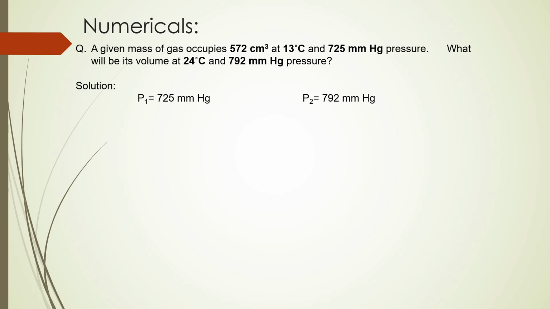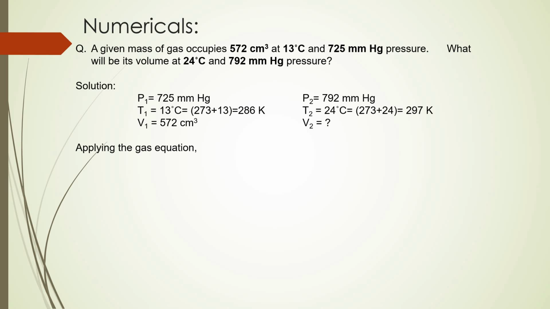Now first write the given quantities. P1 is 725 millimeter mercury, P2 is 792 millimeter of mercury. T1 is 13 degrees Celsius, and we always use the absolute scale, so we have to convert this Celsius temperature into the Kelvin scale, which is 273 plus 13 equals 286 Kelvin. In the same way, T2 is 24 degrees Celsius, and when we convert this into the Kelvin scale, we get 297 Kelvin. V1 is given, which is 572 centimeter cube. Now we have to find V2.